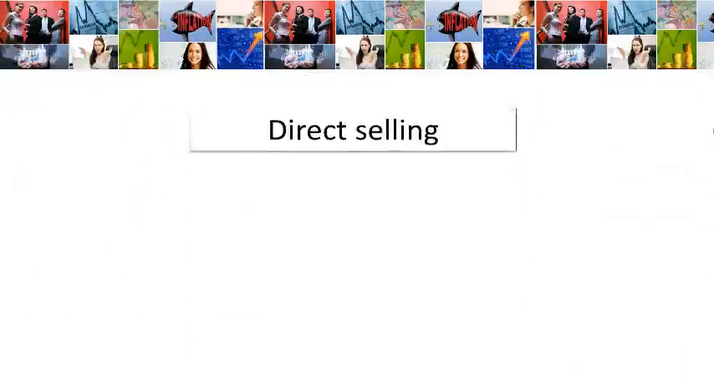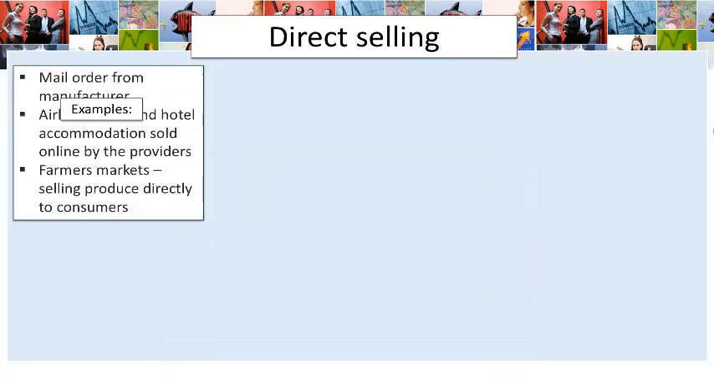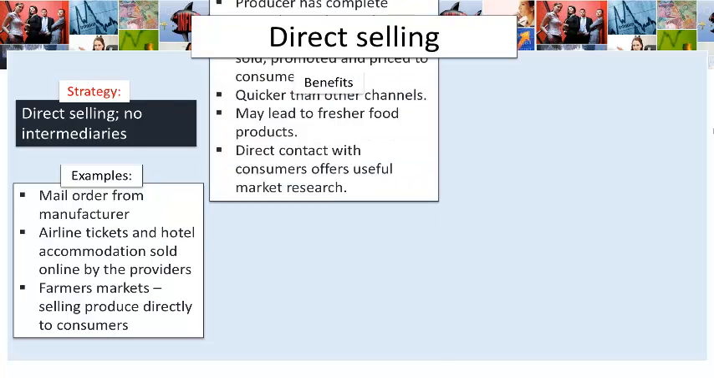Direct selling. Direct selling to the consumer, from the manufacturer to the consumer. Now, no intermediaries here, and examples are mail order from the manufacturer, airline tickets and hotel accommodations sold online by those companies. Farmers markets, where small-scale farmers will take their products and sell them directly to consumers.